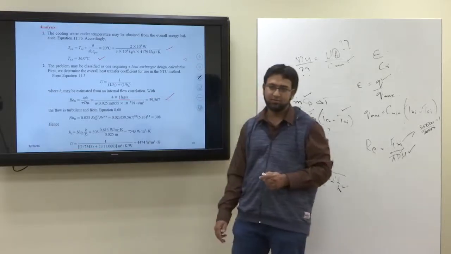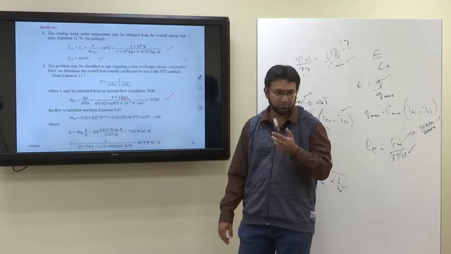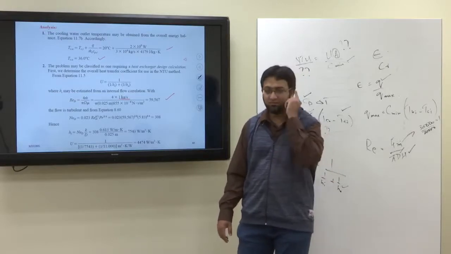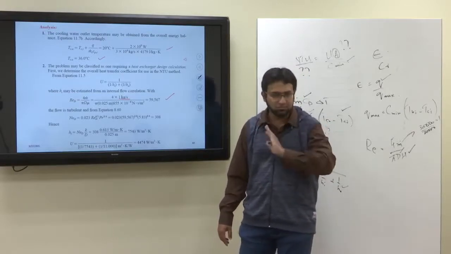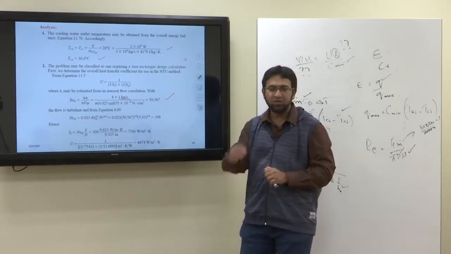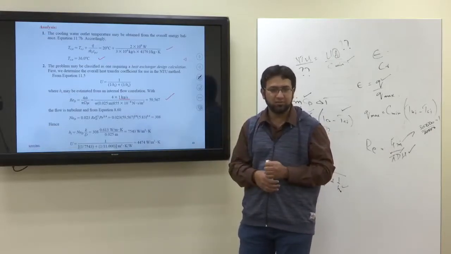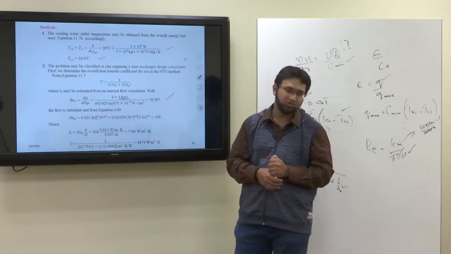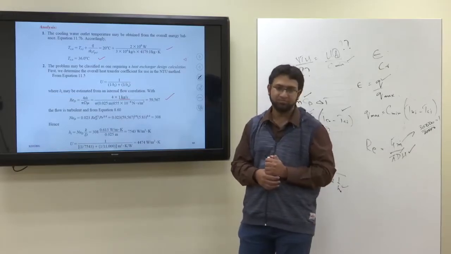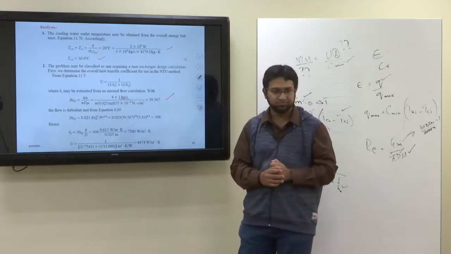What do you think, laminar or turbulent? Turbulent. Because the criterion is if above 10,000, it's surely turbulent for the tube. Between 2,000 to 10,000, it's transition, a combination of laminar and turbulent. Less than 2,000, it's laminar. Above 10,000, surely turbulent.